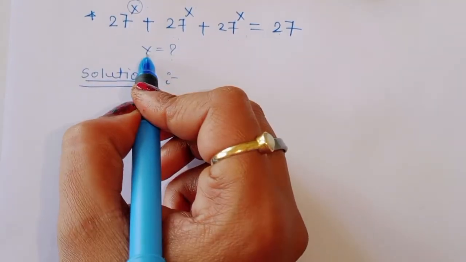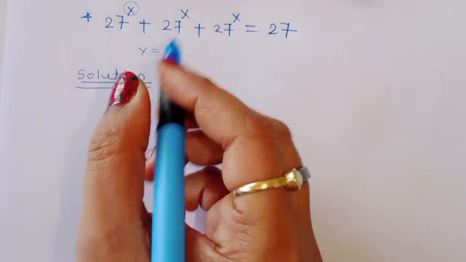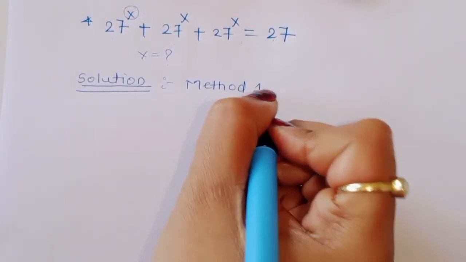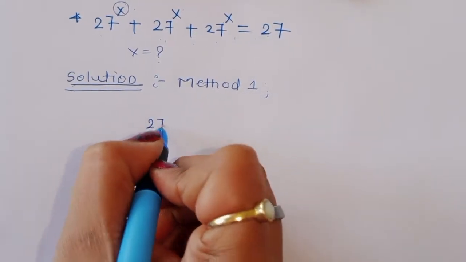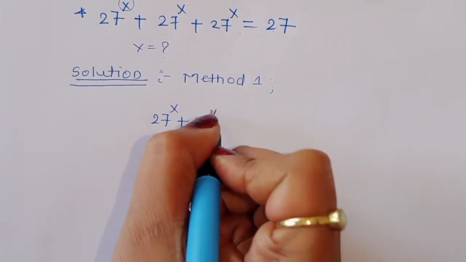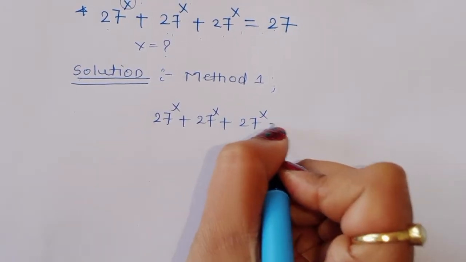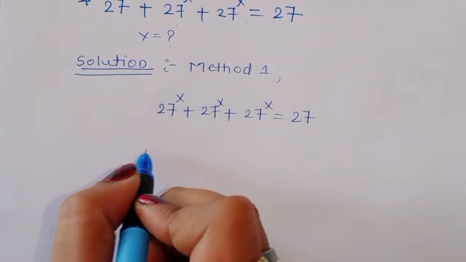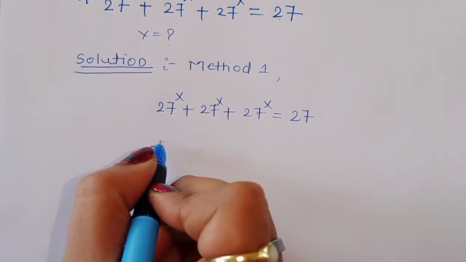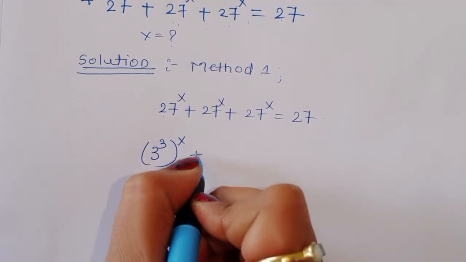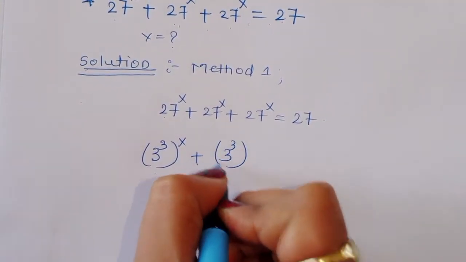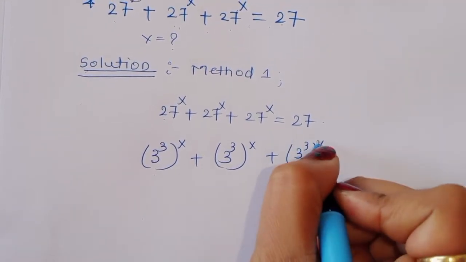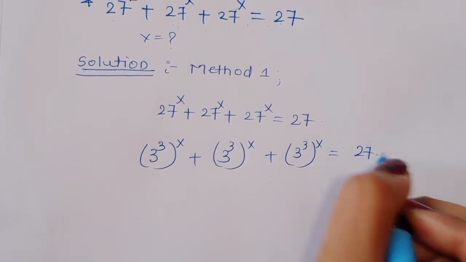We can find out the value of x by using two methods. Let's see the first method. Method 1. 27 raised to x plus 27 raised to x plus 27 raised to x is equal to 27. This is given. This 27 we can write as 3 raised to 3, so 3 power 3 power x plus 3 power 3 power x plus 3 power 3 power x is equal to 27.